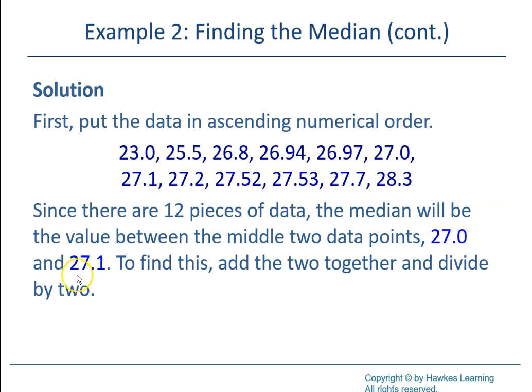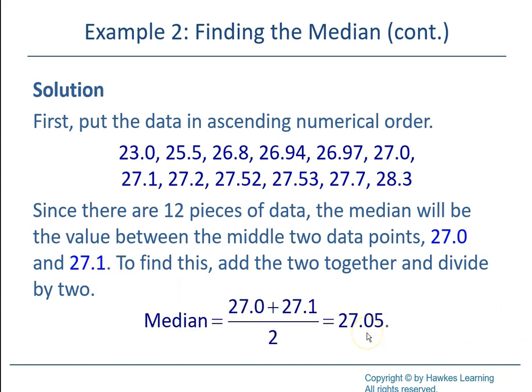And I can see it's going to be 27.05. And there it is. So even though this is not a physical number in the list, it is the median. And why? Because we had to do this because it's an even number of data items. If it were odd, we would just take that middle one. All right, let's go on.